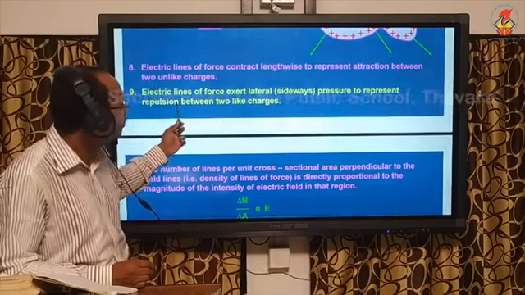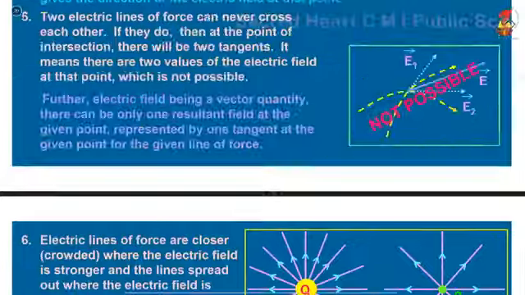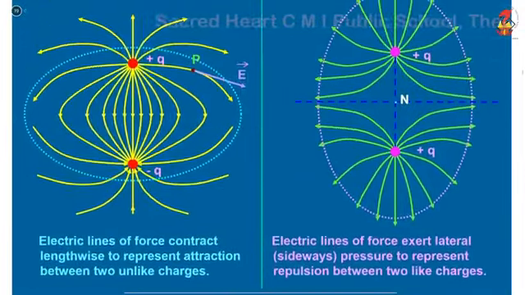Now 8th and 9th point we have already discussed. If there are two unlike charges, that means positive and negative charges, electric lines of force will contract lengthwise to represent the attraction between two unlike charges. And electric lines of force exert lateral pressure, which means sideward pressure, to represent the repulsion between two like charges. The 8th point and 9th point is represented in the previous figure that I will show you.